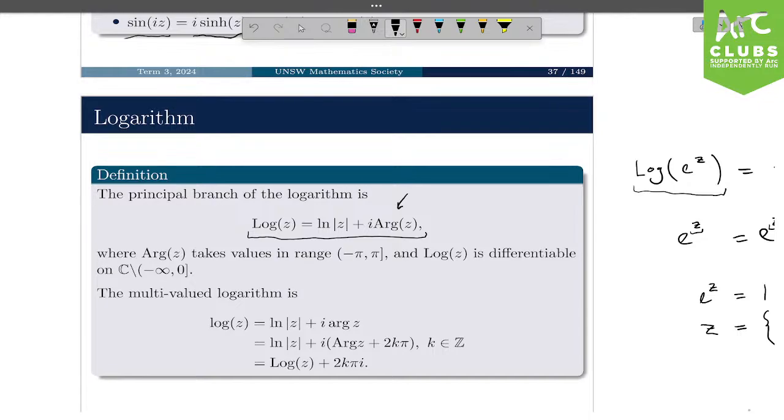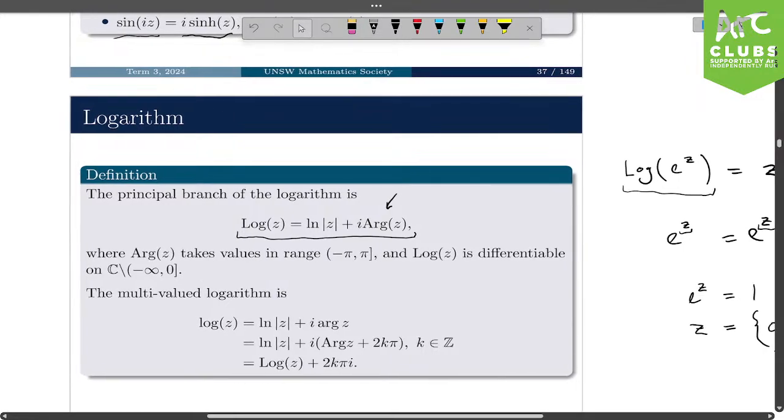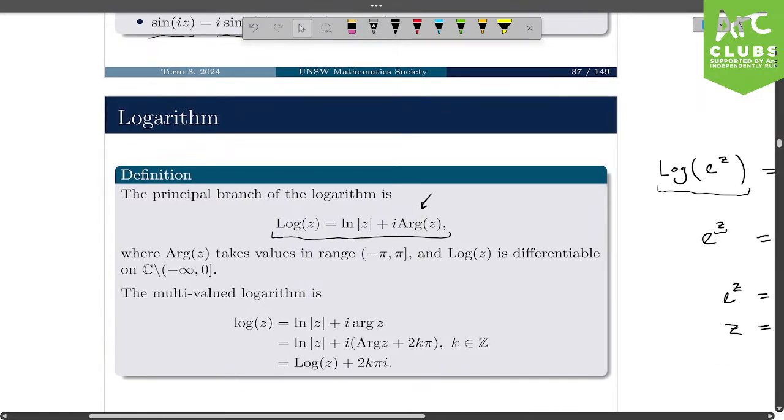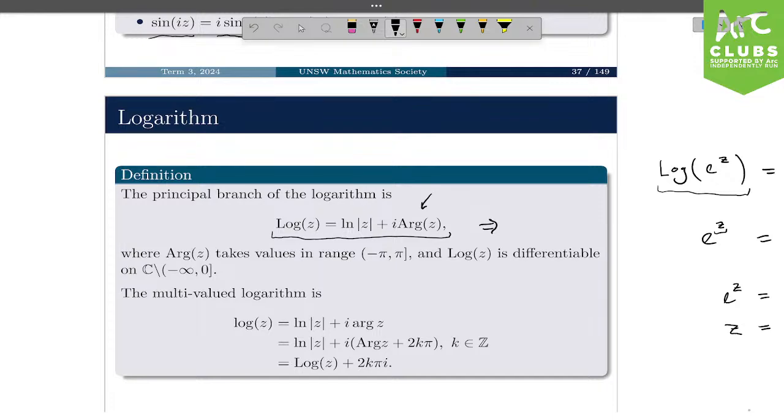And because it uses this arg function, there's no longer any ambiguity as to what the imaginary component has to be. It's pretty easy to verify here that e to the log z is going to equal z, no matter what z is.